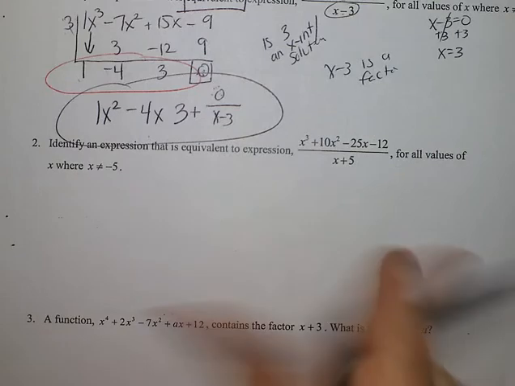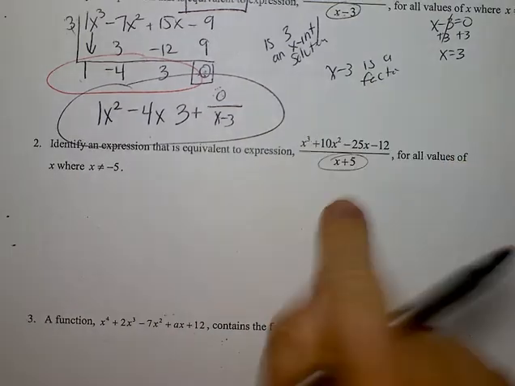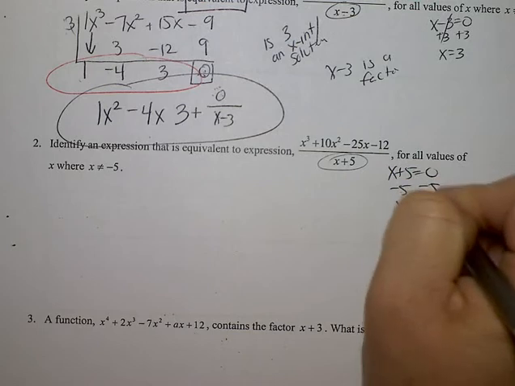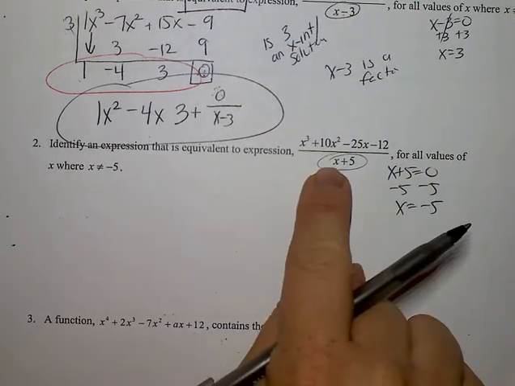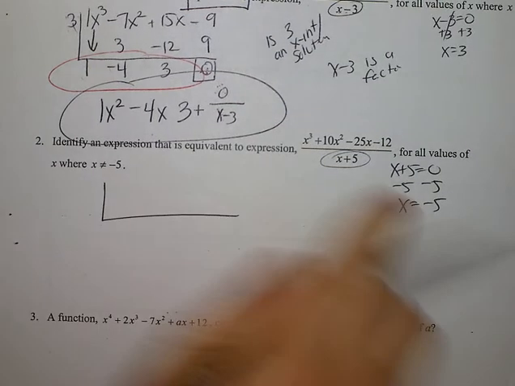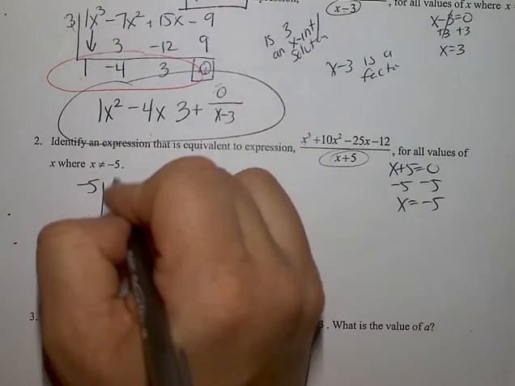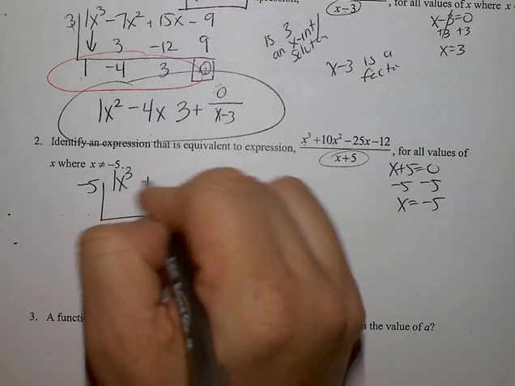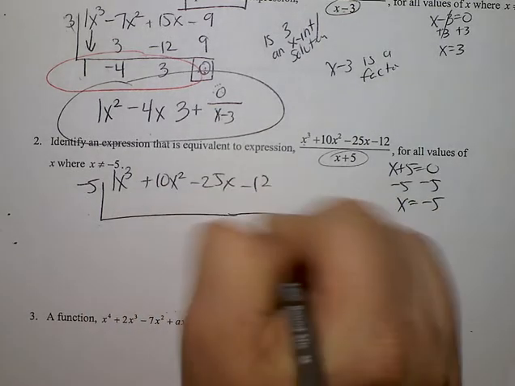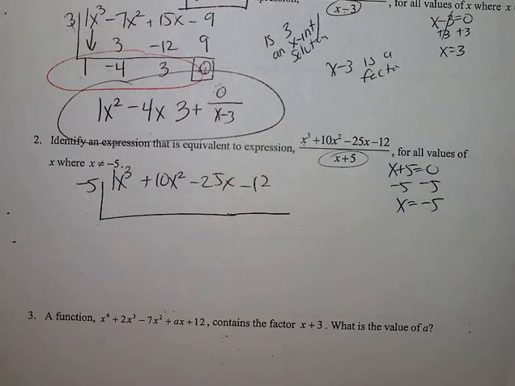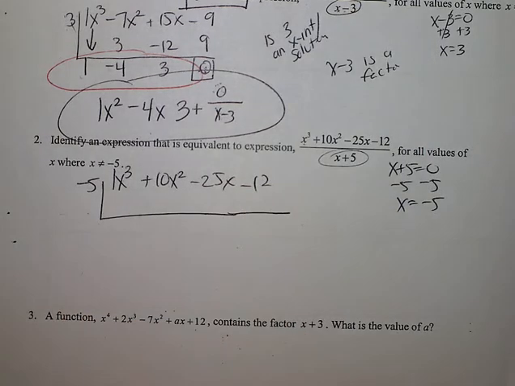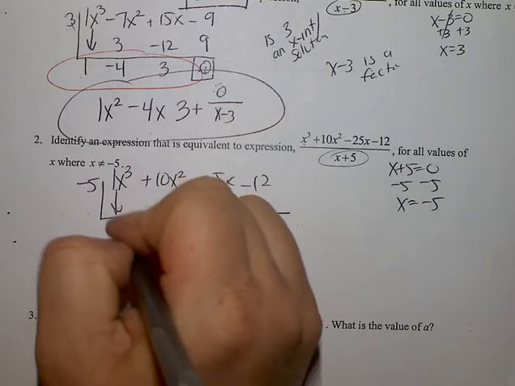Same concept. We're really checking to see is negative 5 an x-intercept? Is it a solution? So we're checking to see, is x plus 5 a factor of this? So to do that, we put the negative 5 out front, and I have 1x to the third plus 10x squared minus 25x minus 12. First thing we have to do is make sure everything's accounted for. Cubed, squared, to the first, and no x's. Bring down the first number.